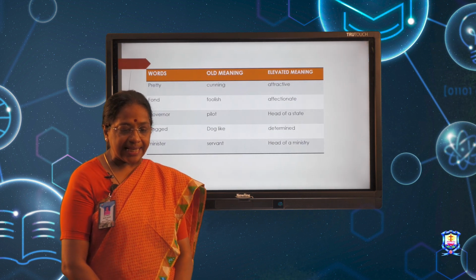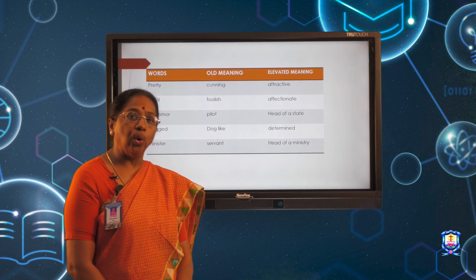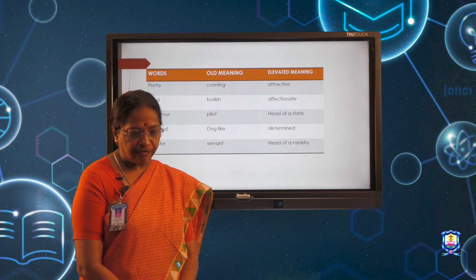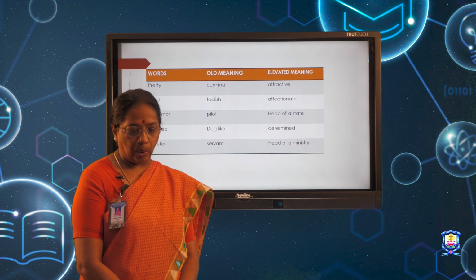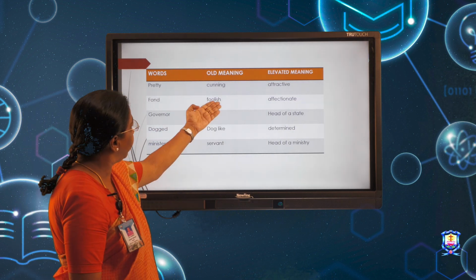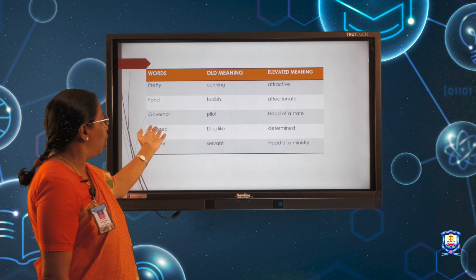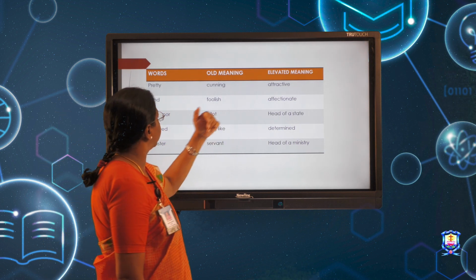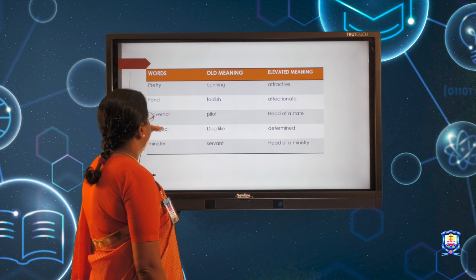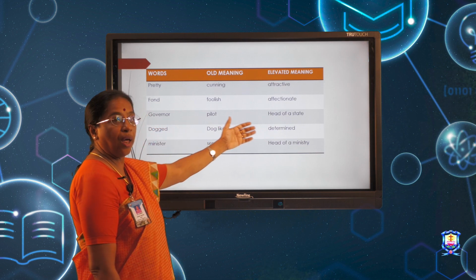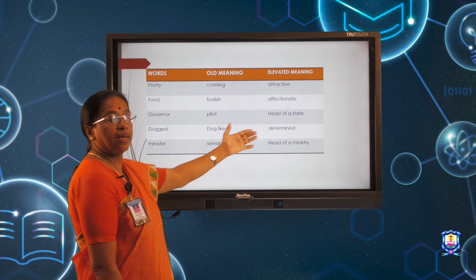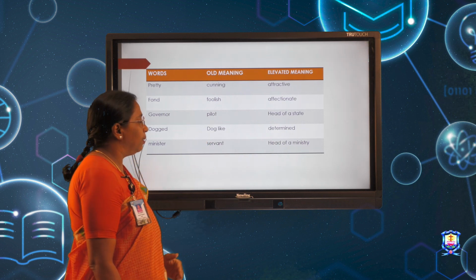So, these are words which have an old meaning and an elevated meaning. We have pretty: in olden times it was cunning, now the elevated meaning is attractive. Fond: foolish, now affectionate. Governor: pilot, now head of a state. Dogged: dog-like, and now it is determined. Minister: servant, now head of a ministry.